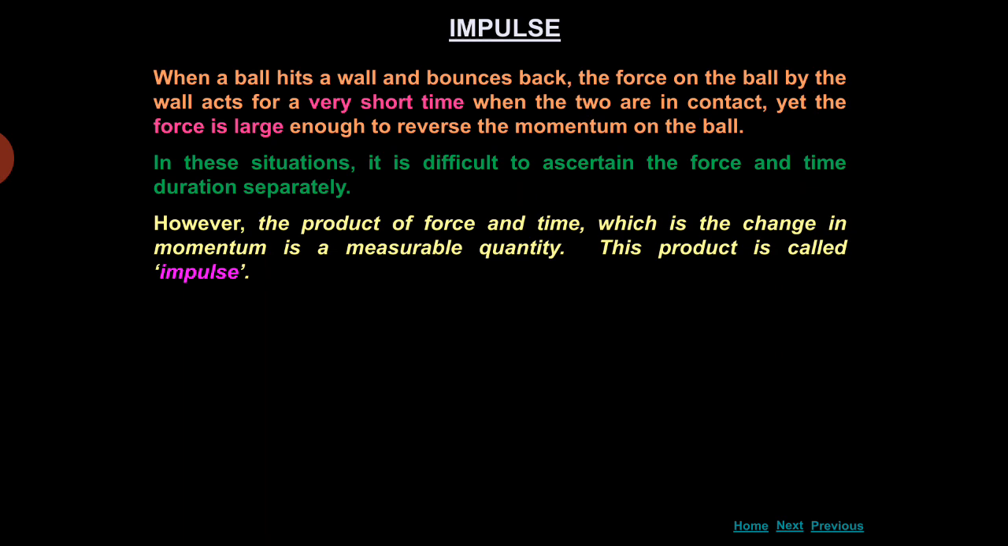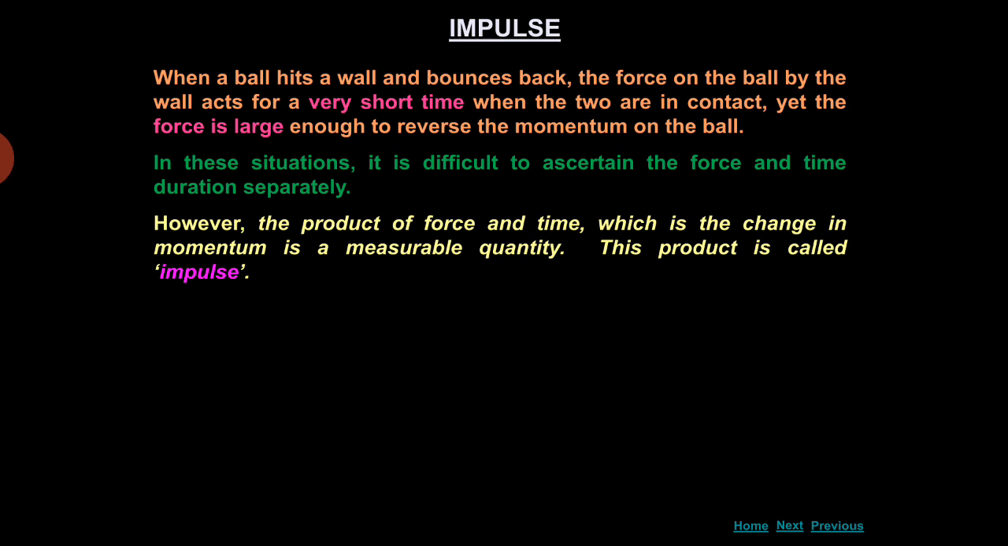For example, when a ball hits a wall and bounces back, the force on the ball by the wall acts for a very short time when the two are in contact, yet the force is large enough to reverse the momentum of the ball. In these situations, it is difficult to ascertain the force and time duration separately. However, the product of force and time, which is the change in momentum, is a measurable quantity, and this quantity is known as impulse.